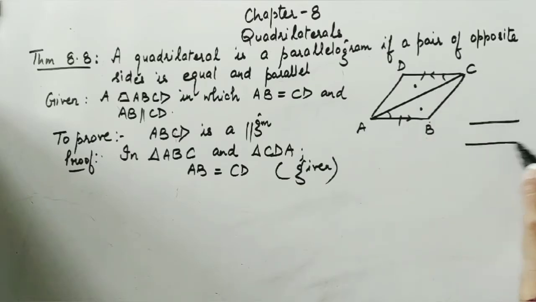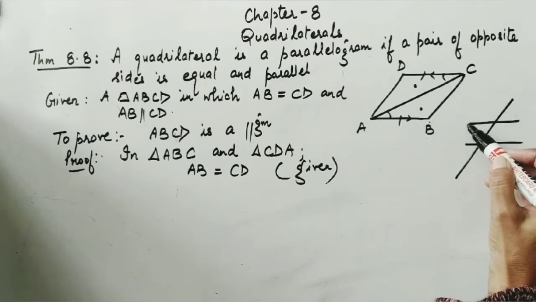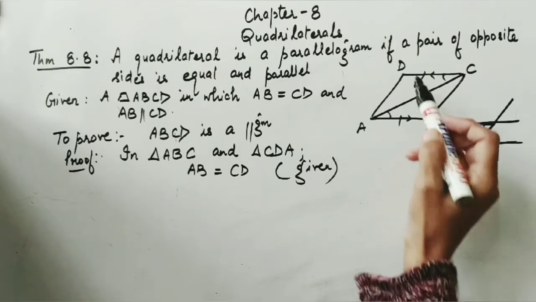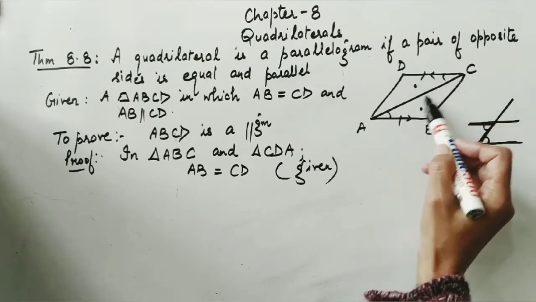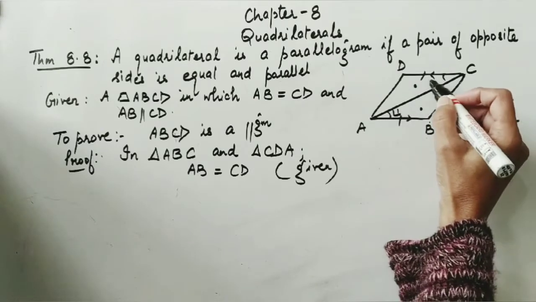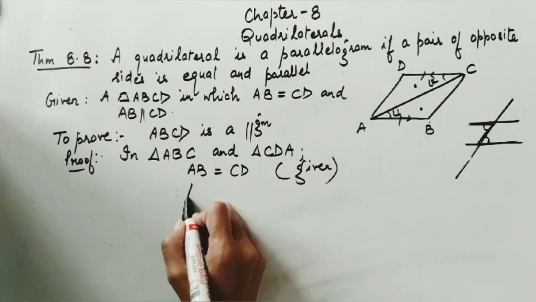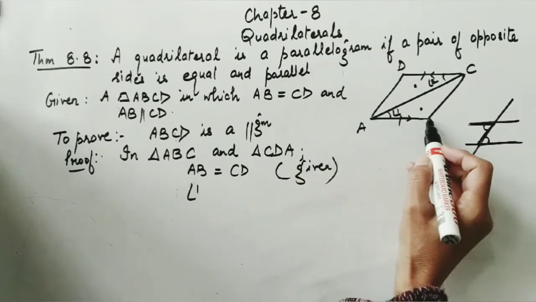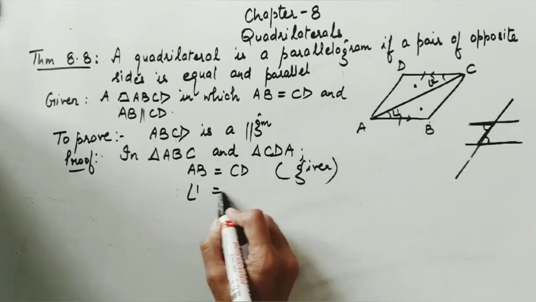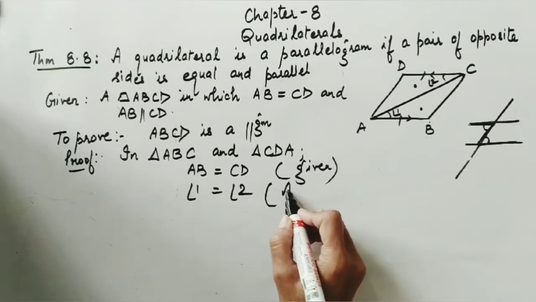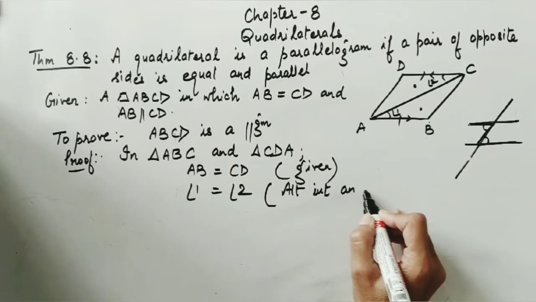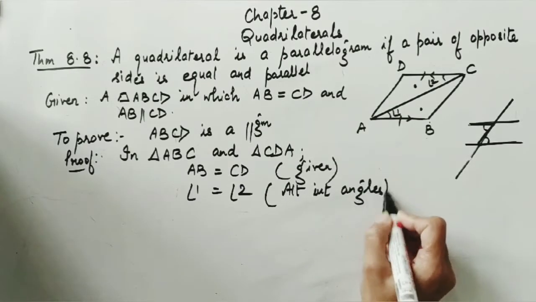Second is, look at these angles. AB and CD, two parallels intersected by a transversal. So alternate interior angles are formed. So these alternate interior angles are equal. So angle 1, I am marking this as angle 1 and this is angle 2. Angle 1 of triangle ABC and angle 2 in triangle CDA are equal. Which angles? These are alternate interior angles.